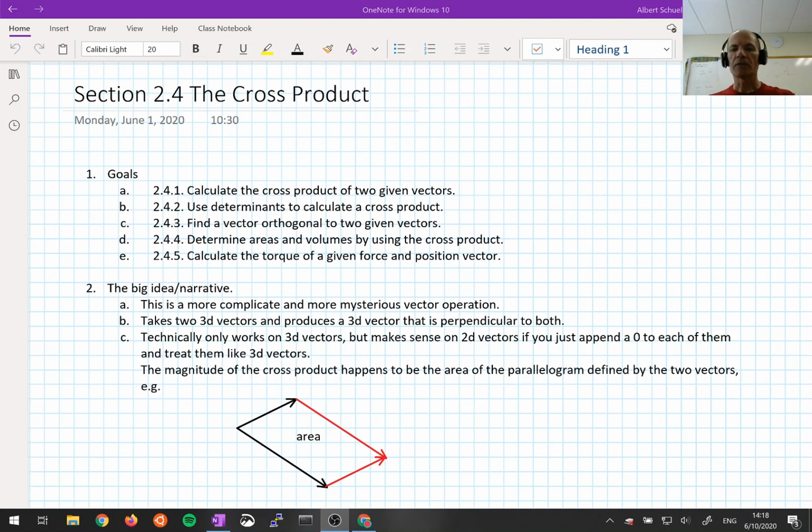Find a vector orthogonal to two given vectors. It turns out that the cross product does exactly this. It takes two vectors and produces a third vector that is orthogonal to the first two. Determine areas and volumes by using the cross product. The cross product has this really peculiar relationship to area and volume of certain figures, and in fact that's one of the things that we're going to take advantage of much later in the semester when we do surface integration.